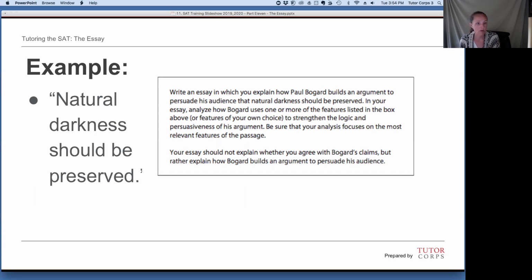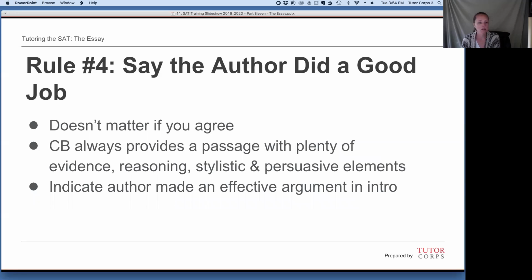Natural darkness should be preserved. So the text box will always indicate the author's thesis. The student shouldn't waste any time trying to find it in the passage itself. The fourth rule is that the student should always indicate somewhere in the introductory paragraph that the author did a good job making their argument.